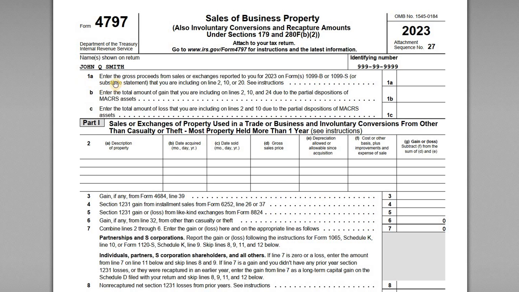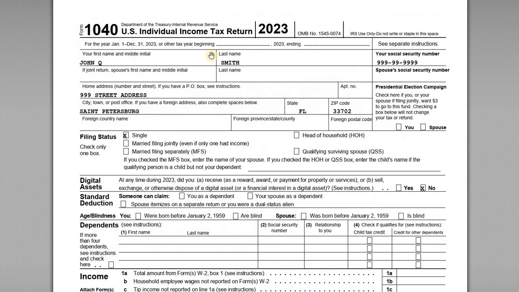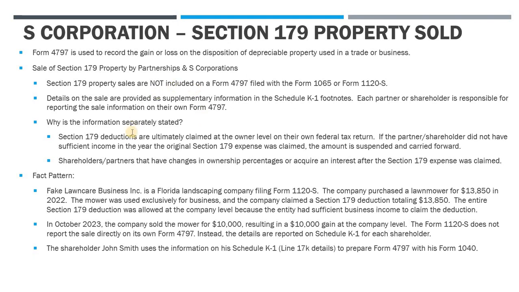So we've got the 1120S, the K1s. We've also got the 4797 here for our individual shareholder, and this is part of his full 1040. So we'll go through both of those items, and we'll cover this one slide here with some background on this 179 expense and some more details on the fact pattern.